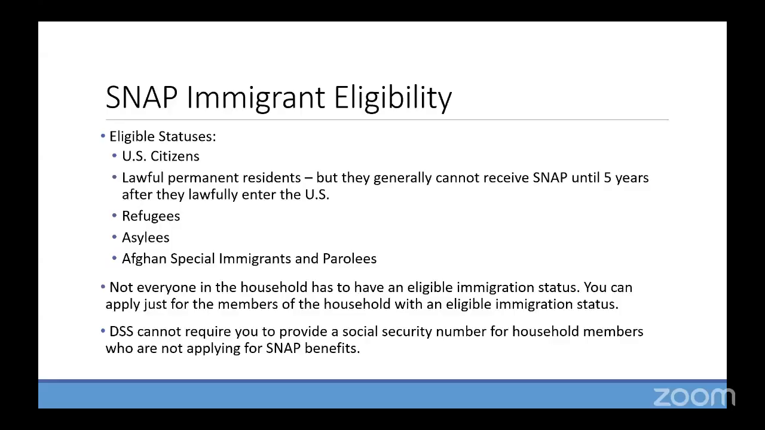Not everyone in a household has to have an eligible immigration status. You can apply just for the members of the household who do have an eligible immigration status. And DSS cannot require you to provide a social security number for household members who are not applying for SNAP benefits for themselves.